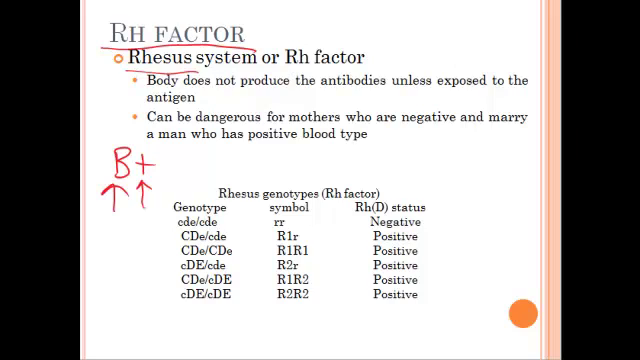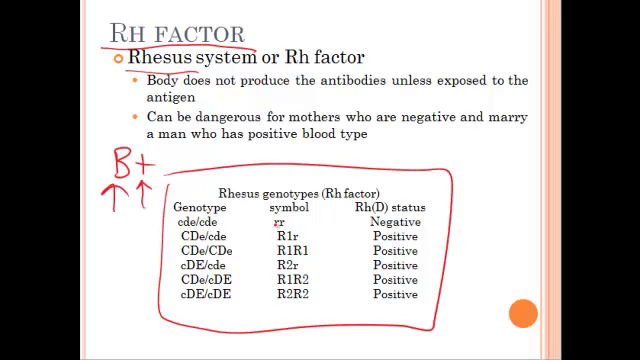Because of the way the genetics work out, and we won't really discuss all the genetics here, but you can see down here all the possibilities. Just like the ABO, you receive an allele from each parent. So the negative is recessive. If you have any dominant alleles, then it's going to be positive type blood. So positive is much more common.